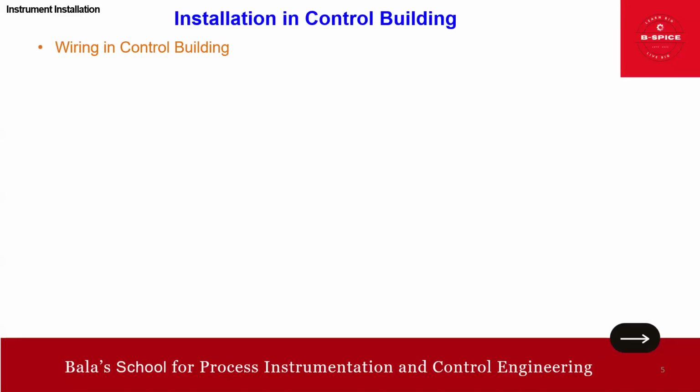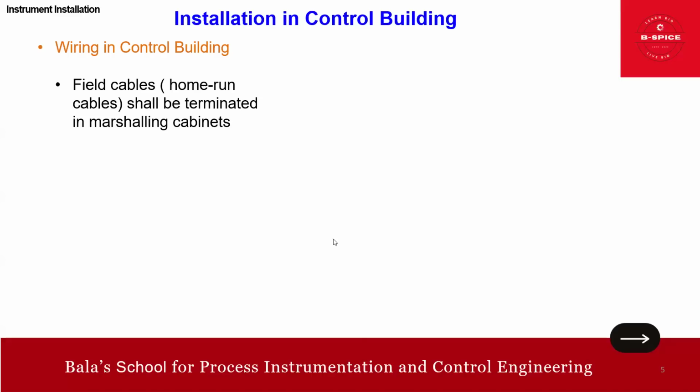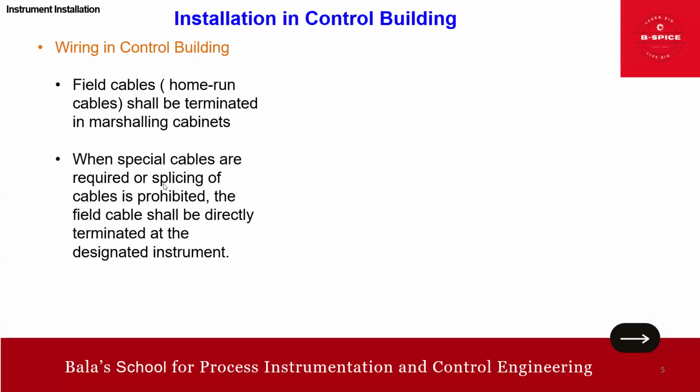Then second, wiring in control room. In the control room building, field cables, meaning the home run cables, the multi-pair cables, shall be terminated in marshalling. The field cable comes to the junction box, and from the junction box it goes to the marshalling. That's the multi-run I'm talking about. When special cables are required or splicing of cables is prohibited, the field cable shall be directly terminated at the designated instrument. Direct cable is okay.